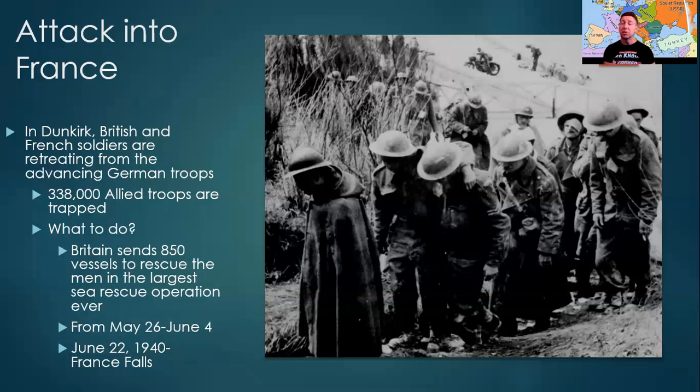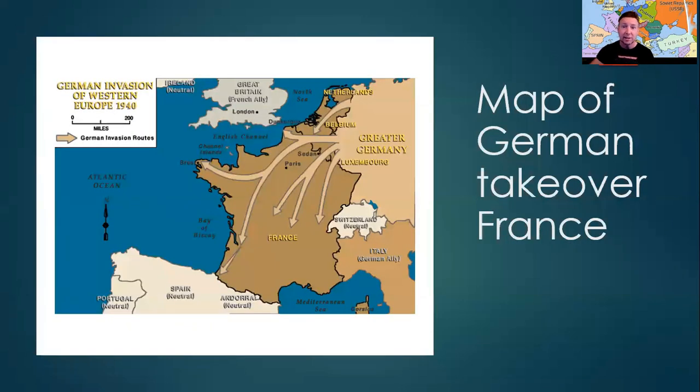This operation is going to take place from May 26th to June 4th, basically about 10 days. And then by the time you get to the middle of June, there's no resistance anymore in France. That means that France is going to fall to the Germans. So the Nazis have now taken over France, and the northern part of France becomes Nazi France. The southern part of France becomes what's called Free France, even though it's not really free. They set up what's known as a Vichy government. All it is, it's a puppet government controlled by the Germans. So France is not free in any sense of the word.